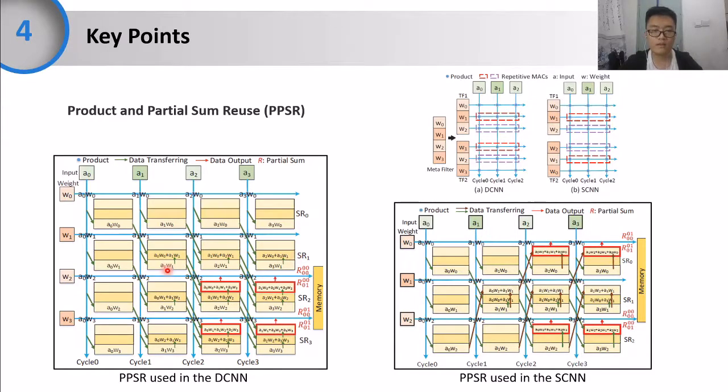In this way, the products and the p-sums will be reused for different output feature maps, and the redundant computation can be eliminated. It's also the same for the SNN. The products and the p-sums will be reused for the different output feature maps.